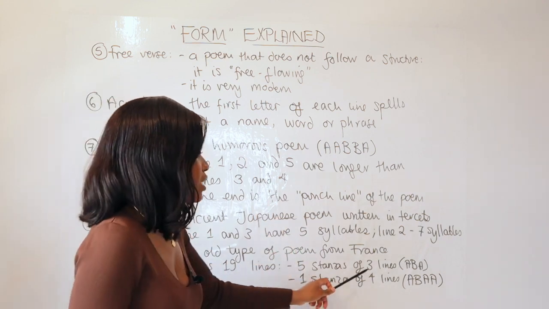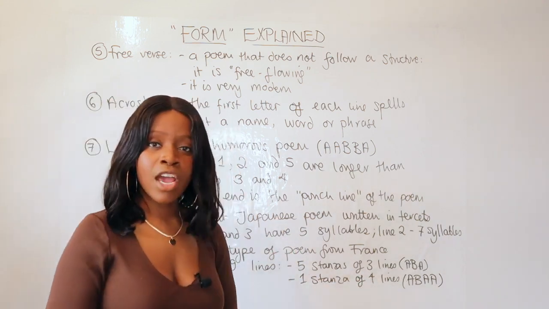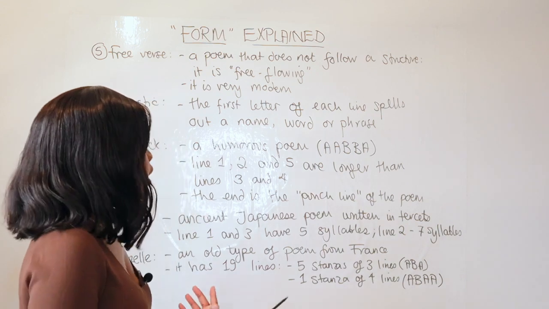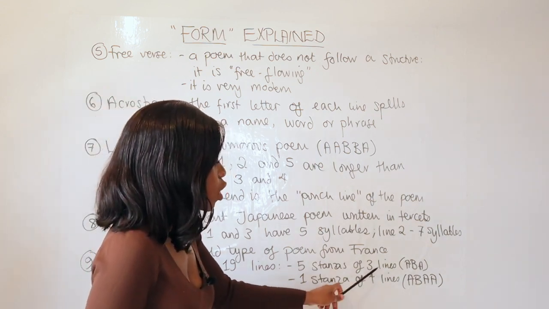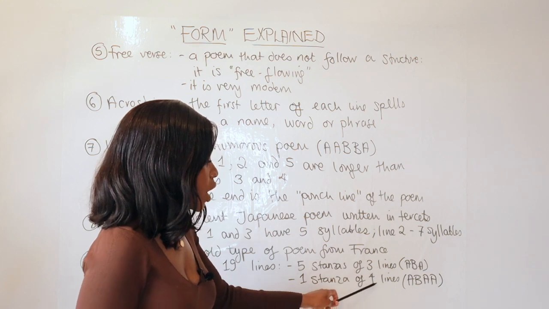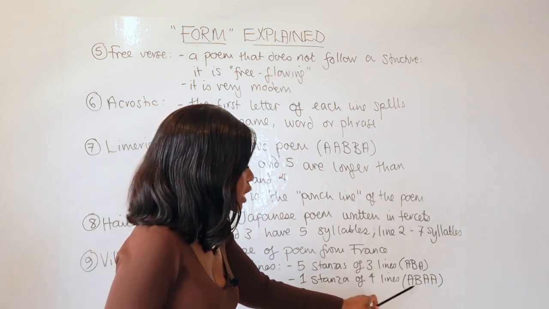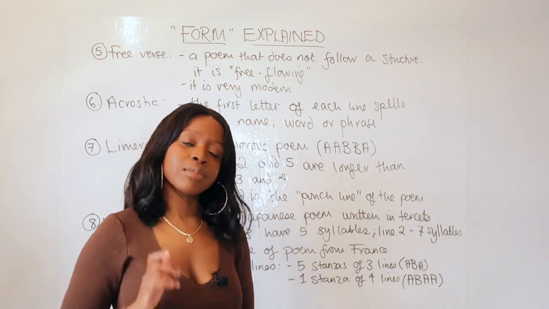It has 5 stanzas of 3 lines, which are an ABA rhyme scheme. Then you have 1 stanza made up of 4 lines, what we would call obviously a quatrain. 3 lines is a tercet, 4 lines is a quatrain, and it follows an ABAA rhyme scheme.